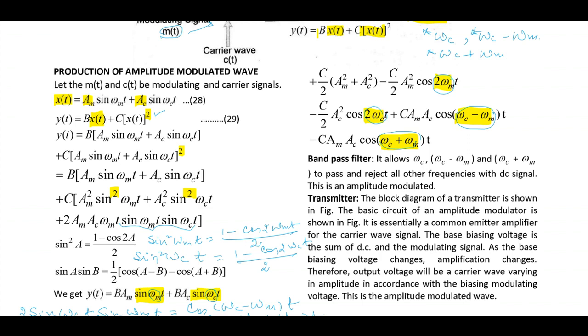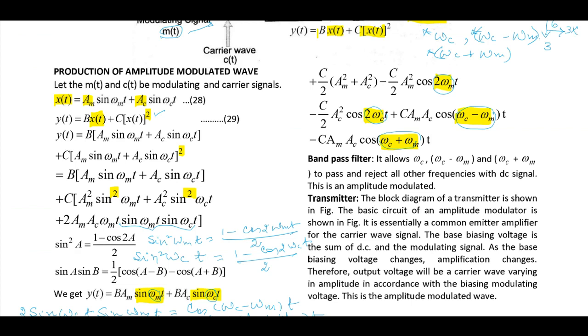We need these 3 frequencies, but we have got 6 frequencies. If you see here, we have got 6 frequencies. Just note it down. It means 3 frequencies have to be filtered out. We want to filter out these 3 frequencies.